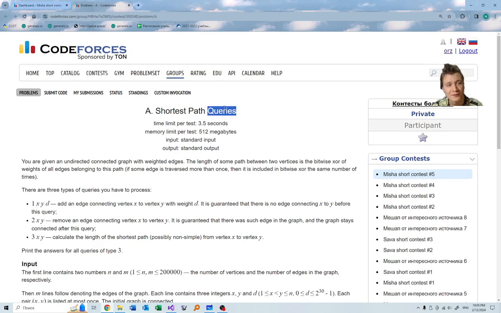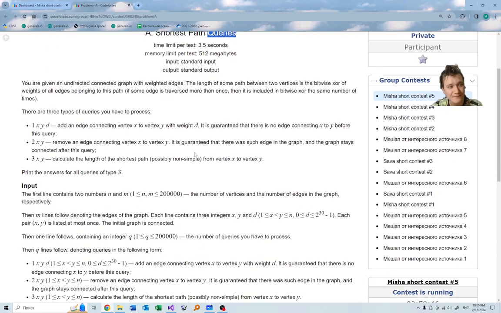Queries? It's not a problem for me. So we're given a weighted graph. The length of some path between two vertices is the bitwise XOR of weights of all edges belonging to this path. There are three types of queries. Add an edge connecting X to Y with weight D. Remove an edge connecting vertex X to vertex Y. And calculate the length of the shortest path.